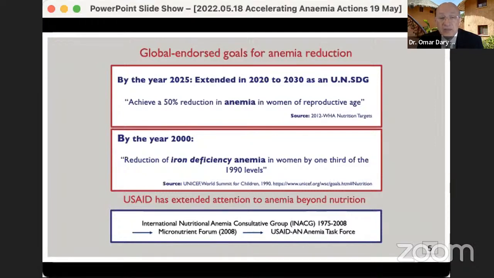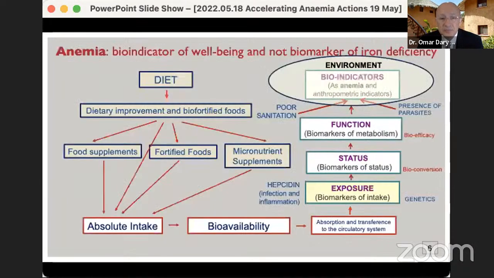Now, evolving in our thinking, we are supporting the Anemia Task Force, and we aim for it to help us prevent anemia, and not only nutritional anemias, because those are closely related. Next slide. In this sense, we need to realize that anemia is not a biomarker, but a very high-level bioindicator of the well-being of our society.